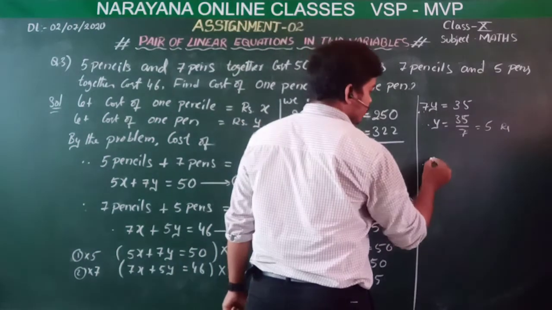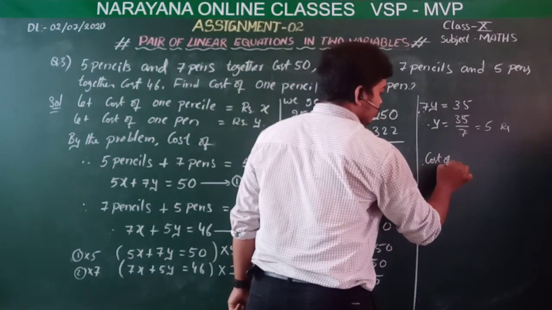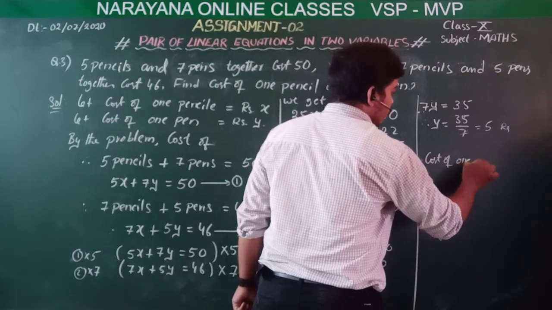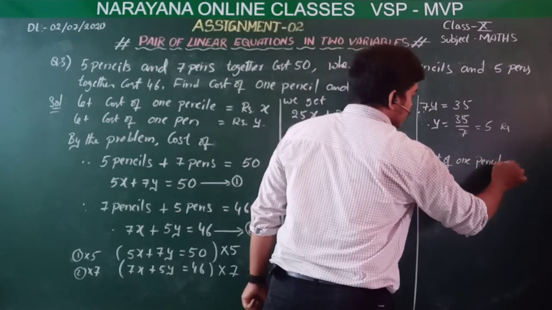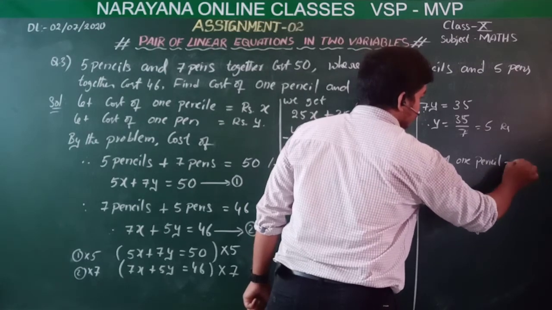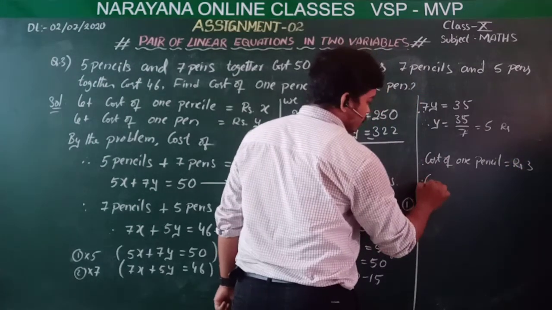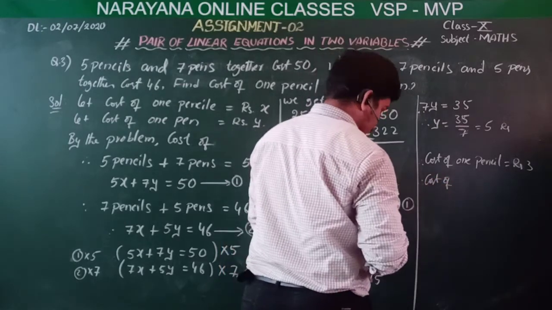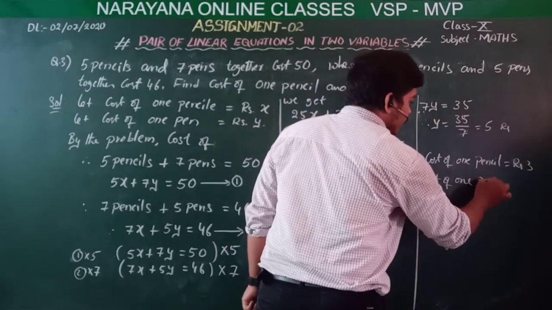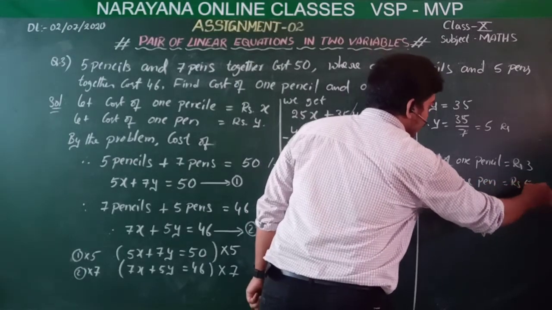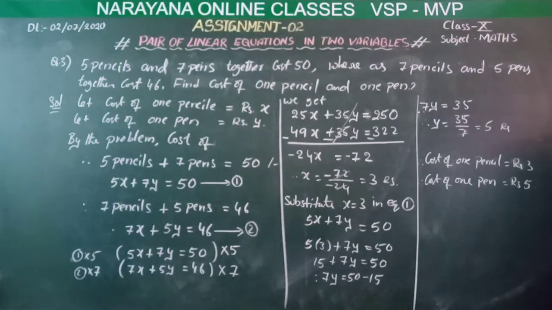Therefore, the cost of one pencil is equal to 3 rupees. The cost of one pen is equal to rupees 5. Next problem.